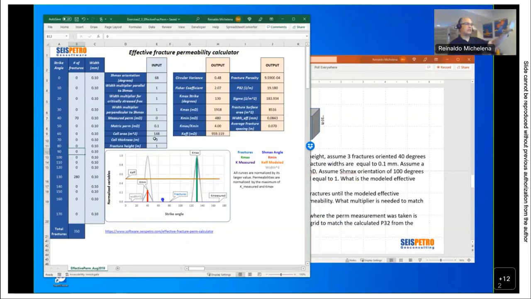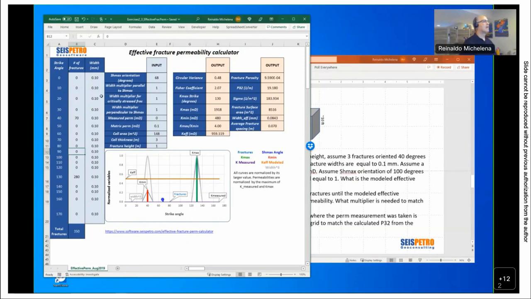With this spreadsheet here. Okay, so here you input the angles that you can use. This is the number of fractures that you would measure for different angles, let's say from FMI. Again, this is only in one cell of the grid.